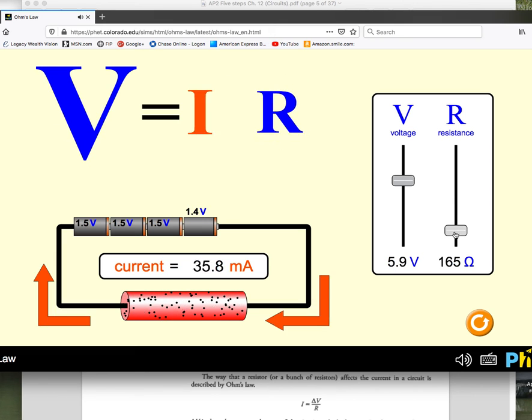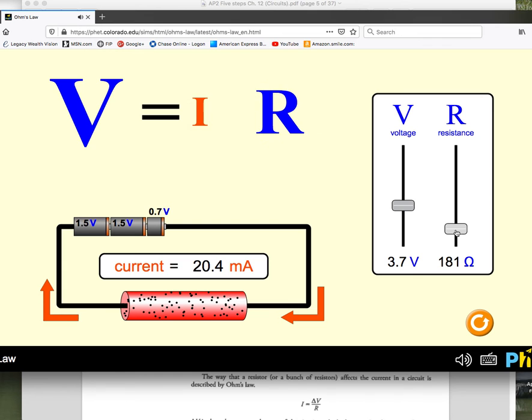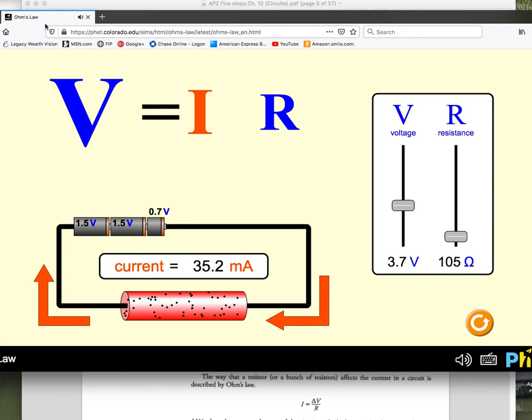I wonder if we can get all three of these to be the same size. No. Okay, never mind. Goofy.